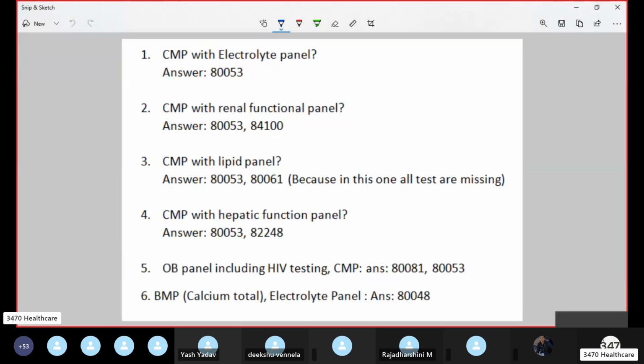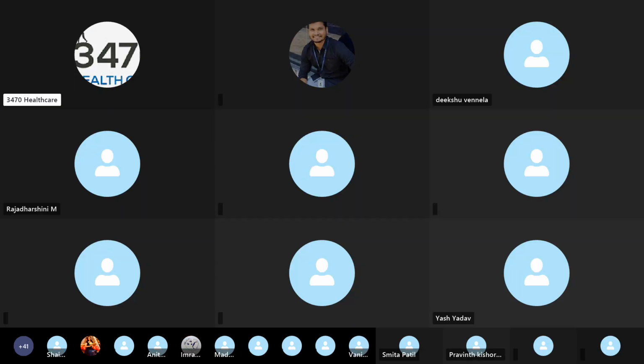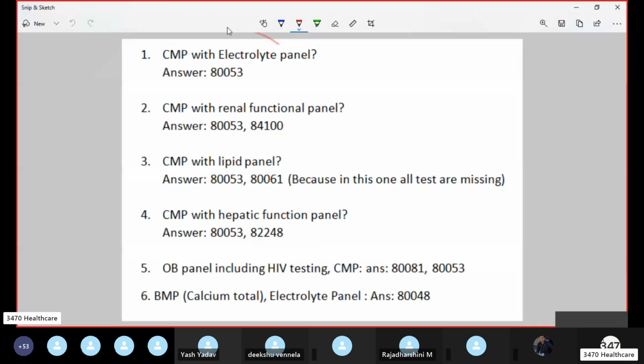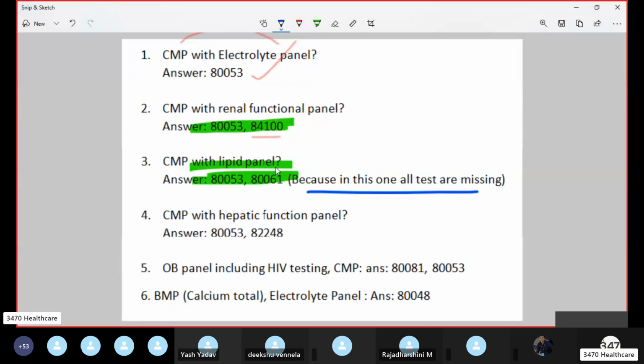Okay. CMP with electrolyte panel. So everyone is clear, right? The electrolyte panel is all inclusive in the CMP, so that is only 80053. Renal function panel: 84100 alone is missing in the higher, so 80053 and 84100. Then lipid panel with 80053: the three lipid tests are all missing, so that panel itself we have to code separately. 80053 and 80061. Then hepatic function: 82242 and 82248 are missing in the higher.